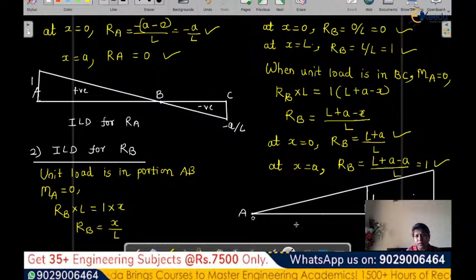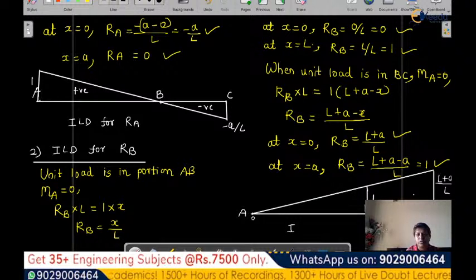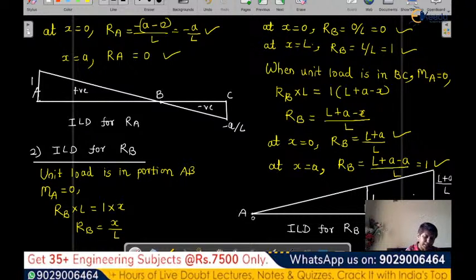So this is 1. This is (L + a)/L. This is 0. So here we have completed the second part of our problem. We have drawn the influence line diagram for the reaction at B. Once we are done with it, let's move to the third part.